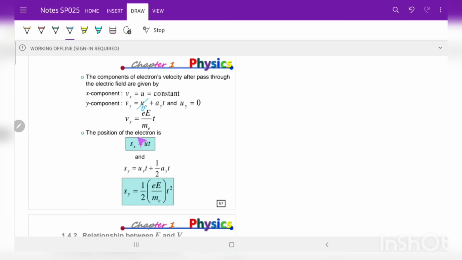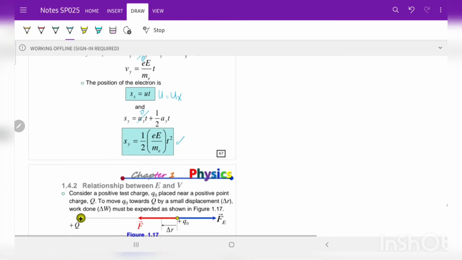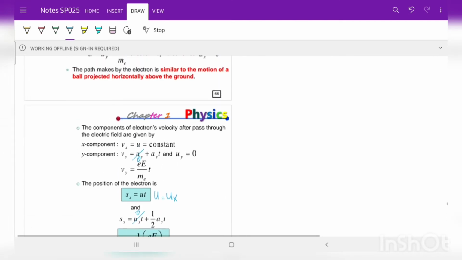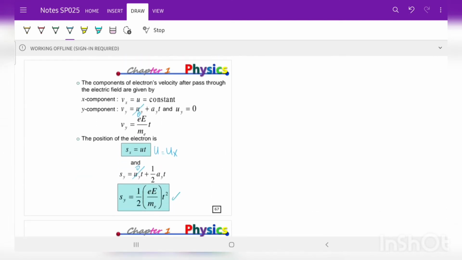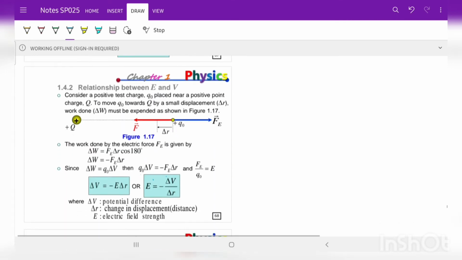So for position, for horizontal sx, x equals ut, where u here is ux, and sy equals uyt plus half ayt squared. uy is 0, so the uyt term is 0 there, leaving half ayt squared. So we get this formula: half eE over m multiplied by t squared. This formula you have to know how to use and when to use it, and it is the same as projectile motion.